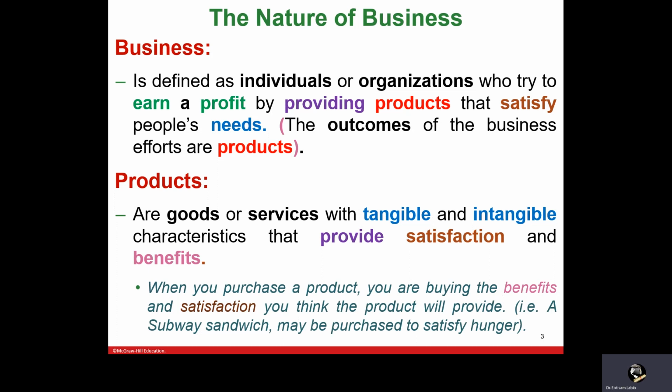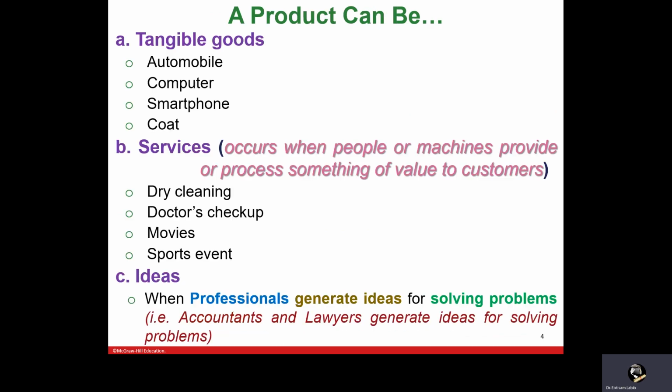If you want to define what is meant by the products, they are the goods or services that have some tangible and intangible characteristics. Those goods or services will provide the satisfaction and the benefits to consumers. For example, if you decided to purchase a sandwich from Subway, you will satisfy the need of hunger, and you will get the benefit of the taste or the good quality of Subway sandwiches by that purchase. Okay?